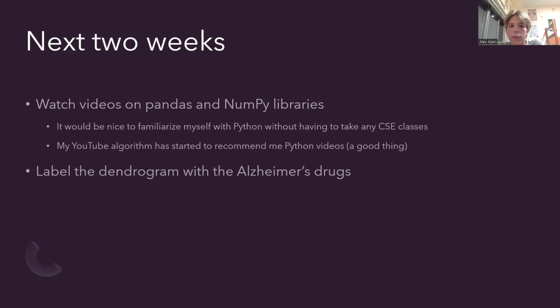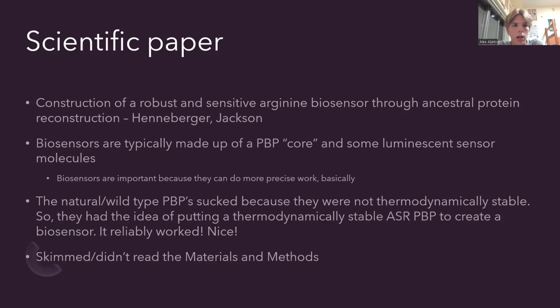So it starts with the pandas and NumPy libraries videos, which Marissa told me to probably take a look at, and then I would know a little more. And also label the dendrogram with Alzheimer's drugs, which I'm a little confused on, but I'll talk about that later.